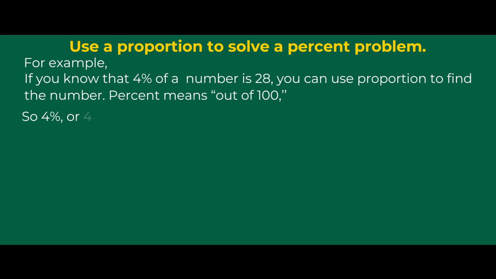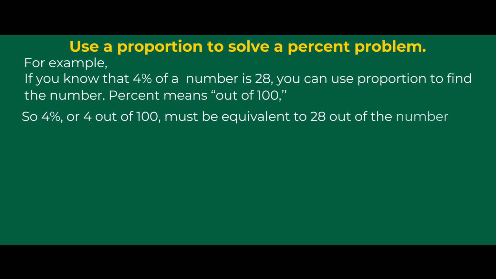So 4%, or we can say 4 out of 100, must be equivalent to 28 out of the number you want. Now let's write the percent in fraction form, which is 4 over 100. 4% of a number is 28. Now, how do we get 28? 4 how many times is 28? Yes, 4 times 7 is 28. When you multiply 4 times 7, you get 28.